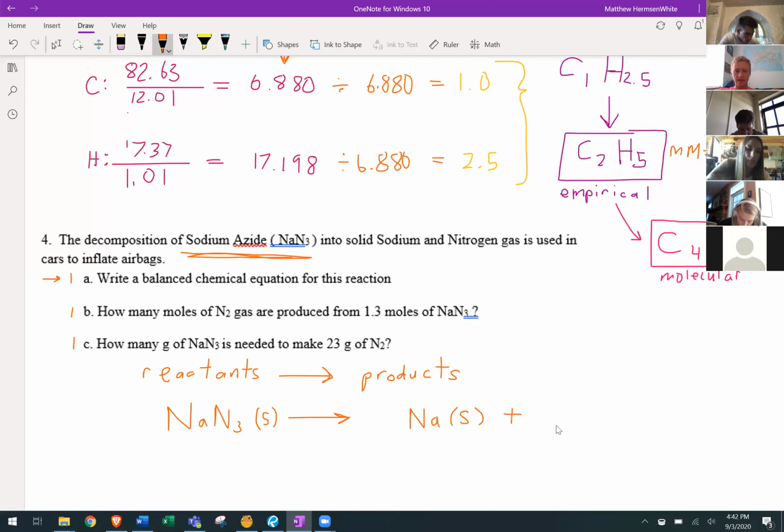And a plus sign, it's also producing nitrogen gas. So nitrogen gas, like that. And the G means gas. Does anyone know what I'm missing in this formula? Wouldn't it be N2? Okay, yes, right, Ben. It would be N2. Why would it be N2?